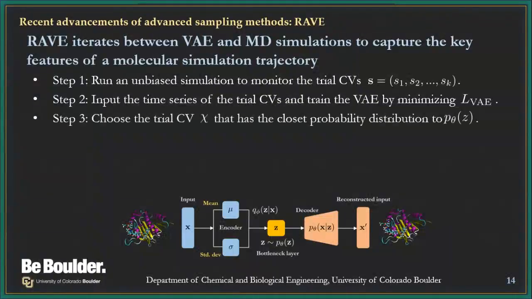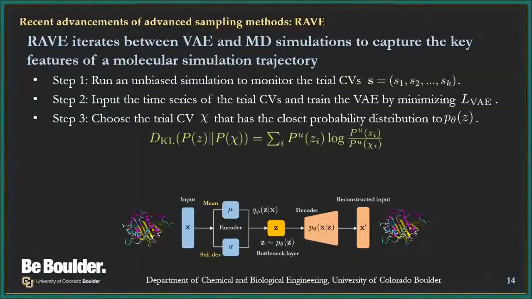After the decoder recovers the data from the samples drawn from the latent space distribution back to the real space, and the loss function is computed, the variational autoencoder is trained such that the loss function is minimized. After the variational autoencoder is trained, instead of focusing on the reconstructed input, we put our emphasis on the probability distribution generated in the latent space, since this distribution, in principle, compresses the input data and only preserves the most important features of the simulation trajectory.